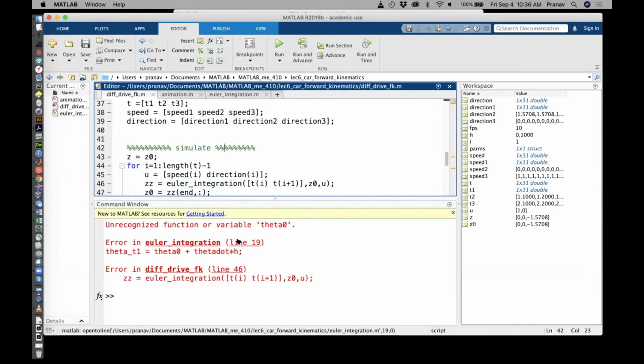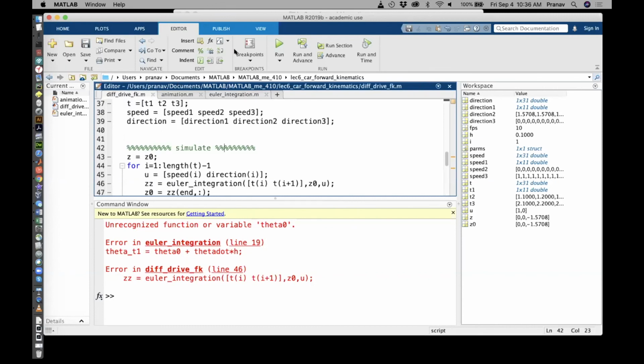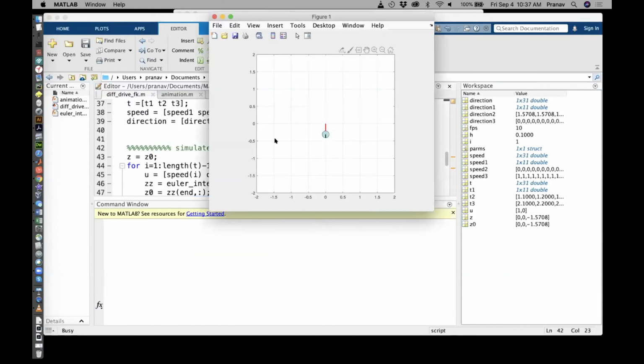Okay, now it's saying line 19. So I click on there, line 19, there is a missing T. Okay, try again. Okay, so it worked now.